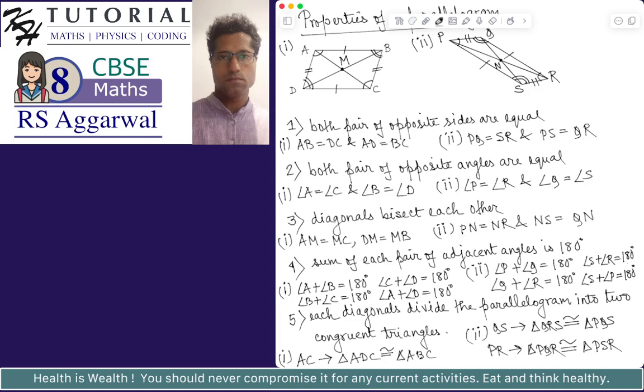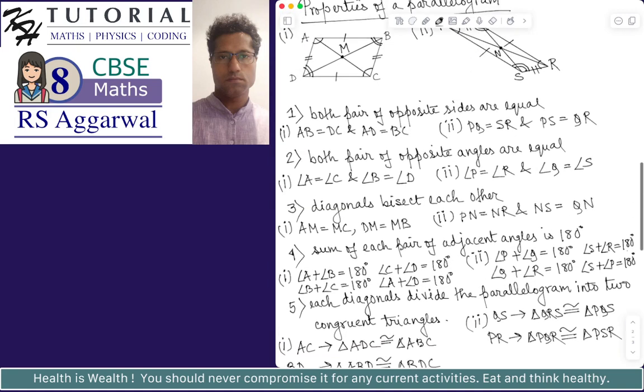It is super important that you understand and remember all the major properties of a parallelogram, because the proof of many of these properties will be heavily based on the congruency of triangles. So your concept about congruency of triangles, and in general the properties of triangles and the properties of parallel lines and angles, must be very clear to understand the proof of these properties.